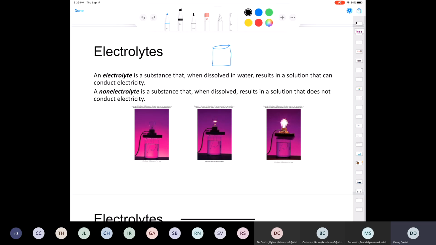So you can see here that there's a beaker. Maybe I could choose a better color than that. You can see here that there is a beaker. Right here in all three of these pictures, there's a beaker. There's a solution inside the beaker.